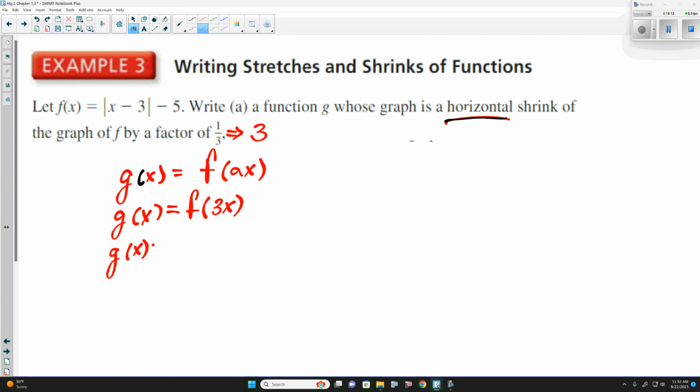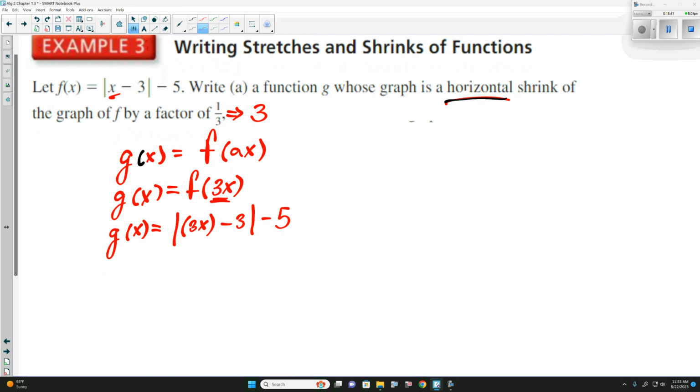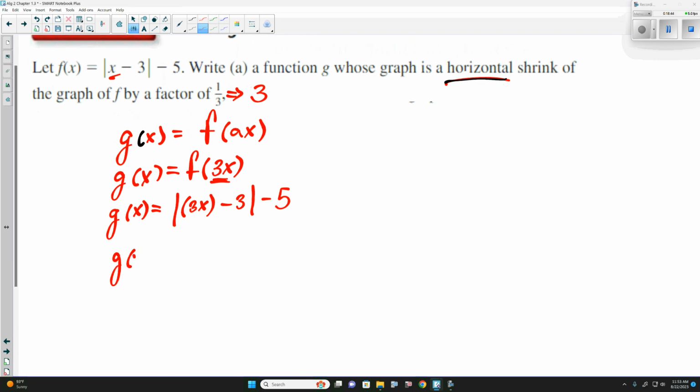And just like with our reflection across the y-axis where we replace every x with negative x, here we're going to replace every x with not negative x, but 3x. Because we have f of 3x, so we're replacing every x with 3x. Luckily there's only one x in the function, so we replace that one spot with 3x minus 3 minus 5. And no, we don't have to graph them. So our final function, if we simplify, is going to be 3x minus 3 minus 5.